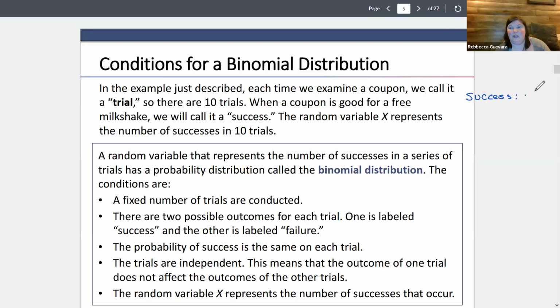So a success is only when the event we're recording happens. Or assessing. Let's use a different word than that. So this is when the event we'll say investigating. That sounds better.